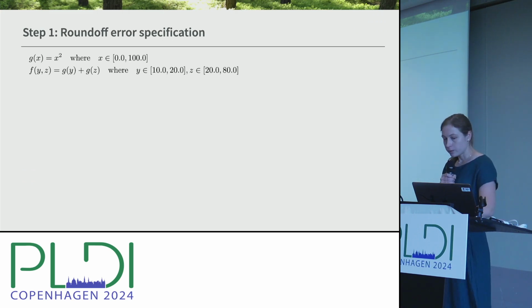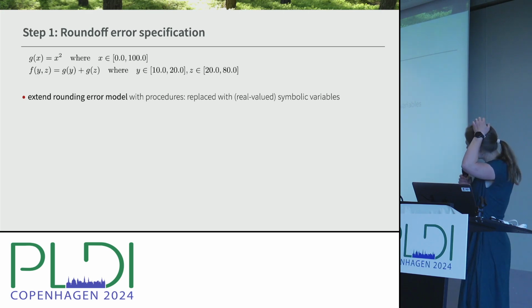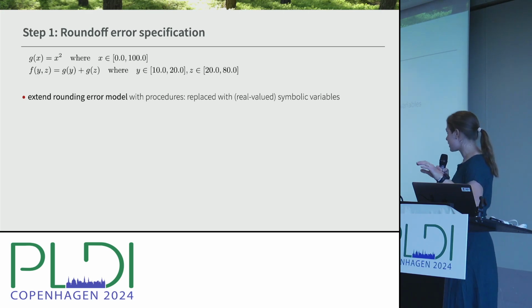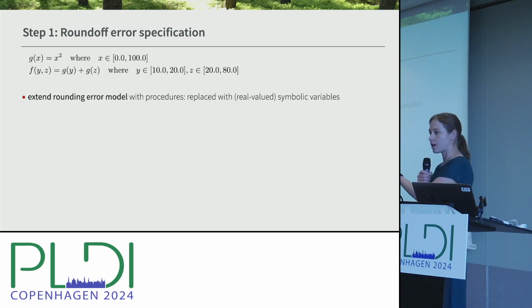All right, so how do we compute these error specs? We follow the rounding model and extend it with procedures. So basically we treat function calls or procedure calls as if they were an arithmetic operation that has an error attached.